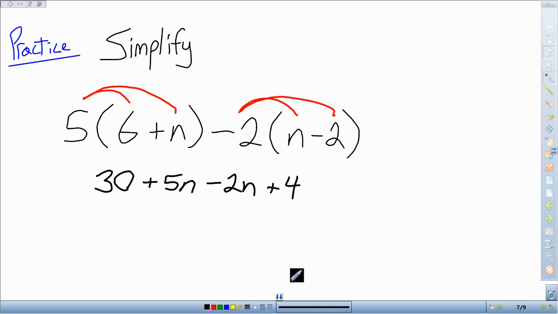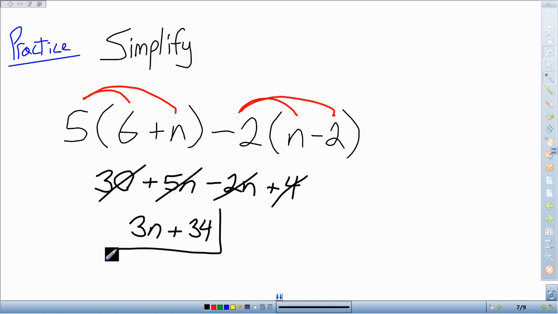All right, you guys know we're not done because you probably noticed we've got some like terms. Starting with our variables, 5n minus 2n looks like we're getting a 3n. Cross them out. 30 plus 4, 34. Cross them out. All right, last thing, cannot combine these together. We're done.